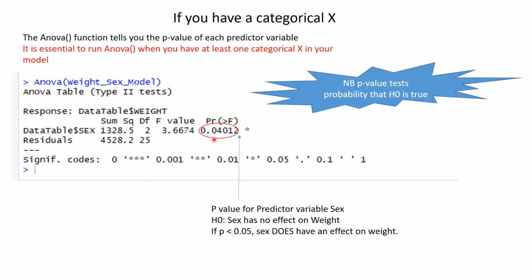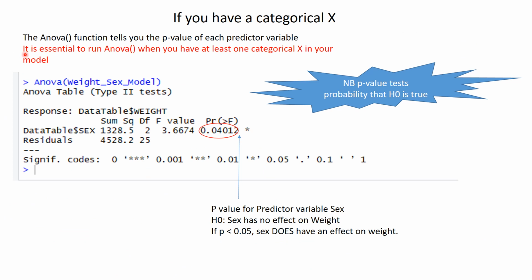All right. Here our p-value is 0.04. It's a small value. Again, it's the same as the whole model P because we have only one predictor variable in the model. But here we can reject our null hypothesis that sex has no effect on weight because our p-value is smaller than 0.05. So we can say, therefore, sex does affect weight.